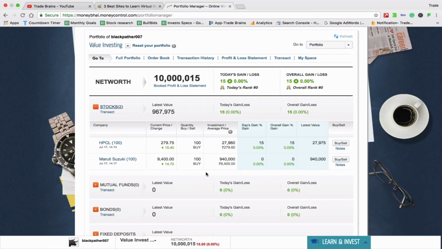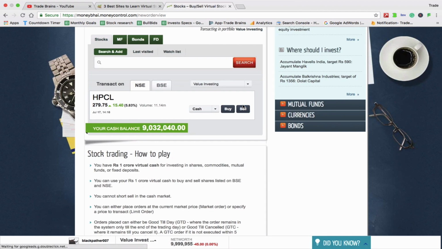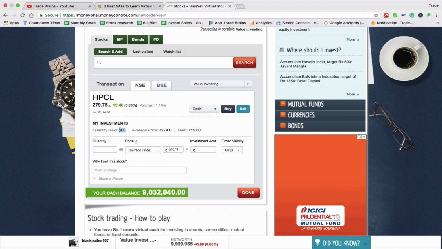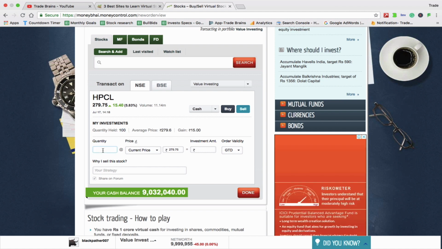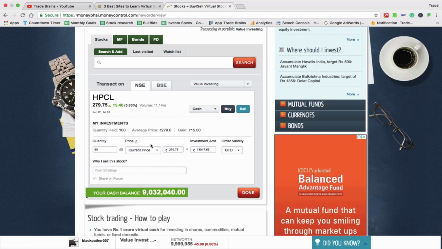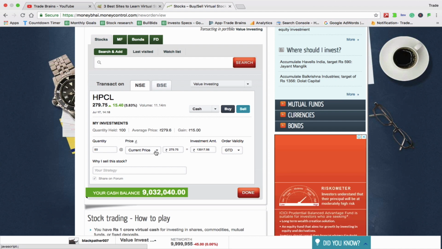Similarly, let's say you made some profit and you want to sell that stock. Here you can see that today's profit is rupees 15 and you want to sell some stocks from HPCL. So just go on this buy and sell, and this time you want to sell the stock, so click on sell. Now as you have 100 shares, the maximum number of shares that you can sell is 100. Let's say you want to sell 50 stocks, so just write 50. It's again the same as buying the stock. You can sell at the market price or you can sell at a specified price.